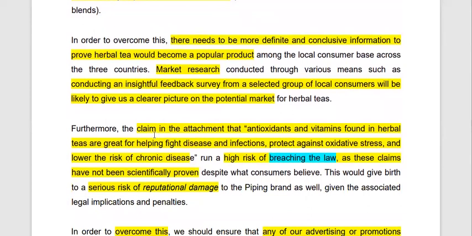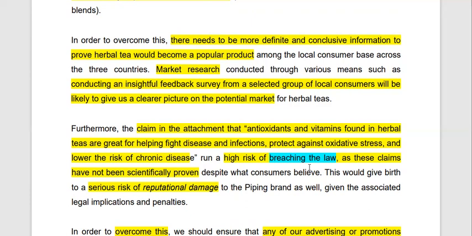Okay. Then we are moving on to the second risk, claiming. Furthermore, the claim in the attachment that antioxidants and vitamins found in herbal teas are great for helping fight disease and infections, protect against oxidative stress, and lower the risk of chronic disease, run a high risk of breaching the law. So how do we know that if we claim this, we are breaching the law? It was highlighted in the pre-seen. So you need to bring in your knowledge from the pre-seen document.